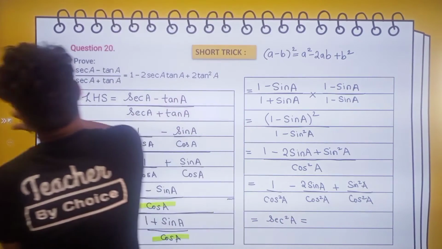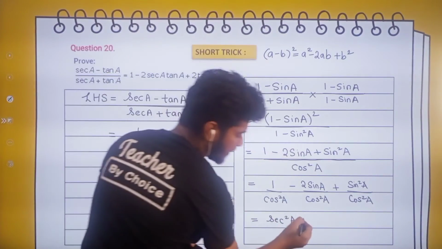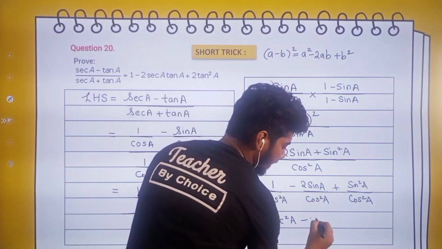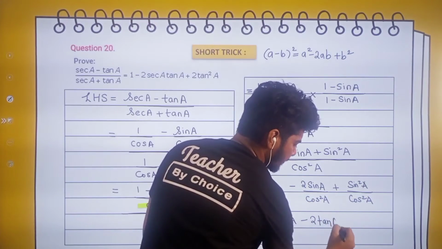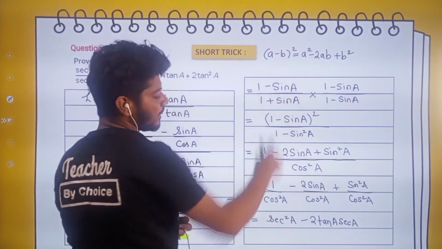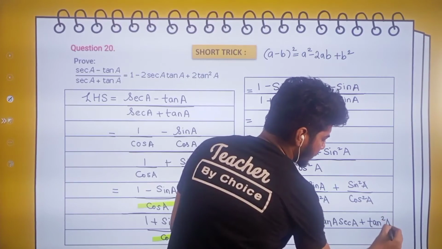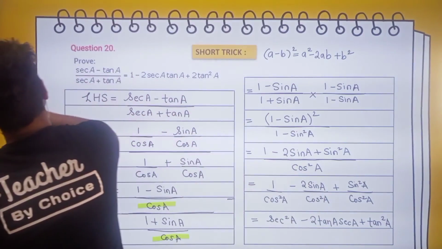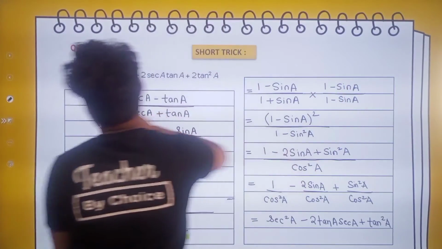Alright, I hope you are understanding what I am explaining right now. See, 2 sin A upon cos A, sin by cos is tan A, 2 tan A, right? 1 by cos is sec A. Okay, see, if you don't understand this step, I am explaining over here again. Okay, sin by cos is tan, this is tan square A. Okay, see, those who did not understand this step, I am explaining this step again. Just have a look over here. What I am explaining.